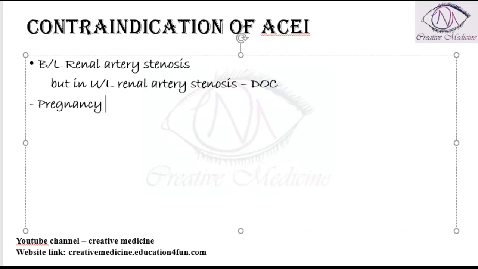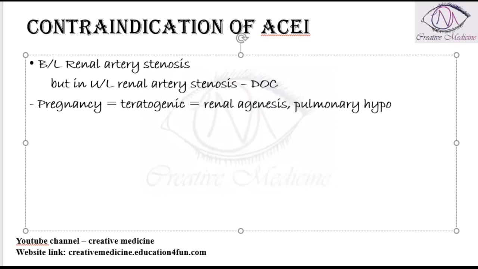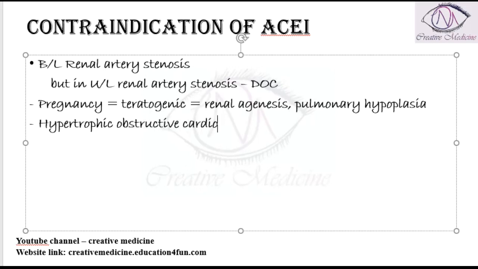They are contraindicated in pregnancy because ACE inhibitors are teratogenic, and they will result in renal agenesis, and also they can result in pulmonary hypoplasia. So thus they are teratogenic, and thus they are contraindicated in pregnancy. They are also contraindicated in hypertrophic obstructive cardiomyopathy. Then they are also contraindicated in intestinal obstruction.